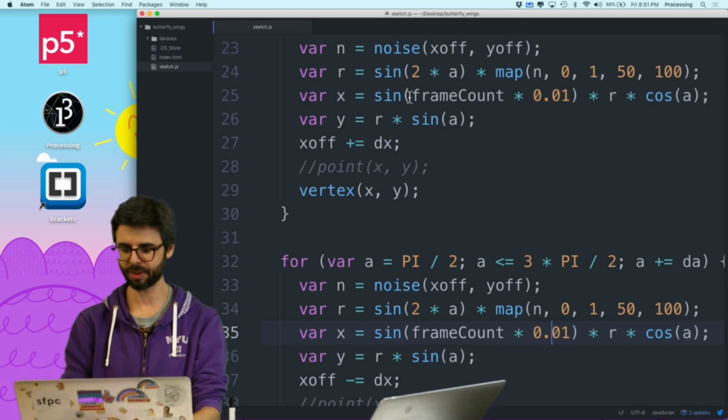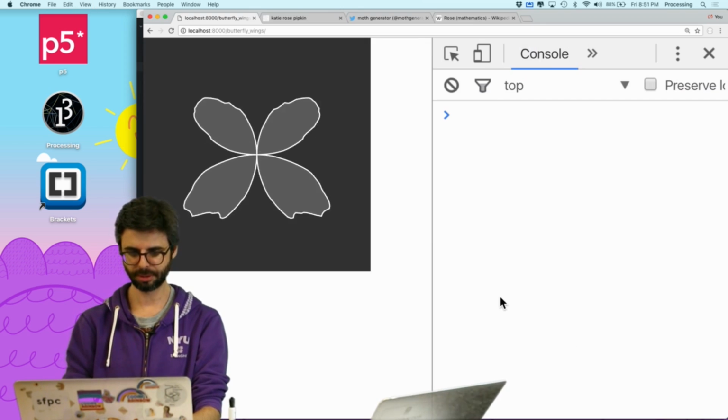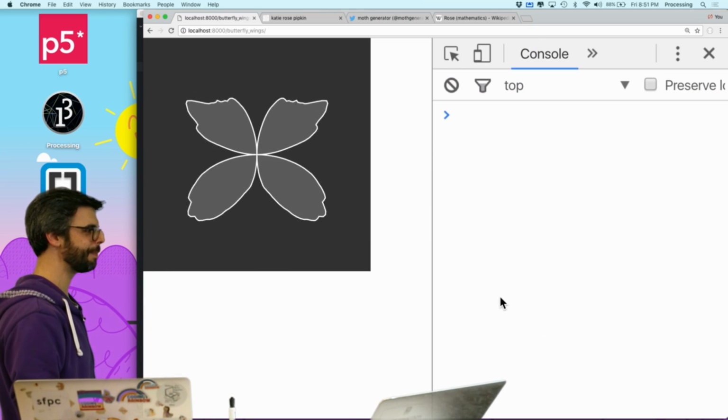I could use y offset. You know what I could just do? I already have y offset. So I'm going to use y offset. There we go. Look at it flapping. It looks like it's ready.